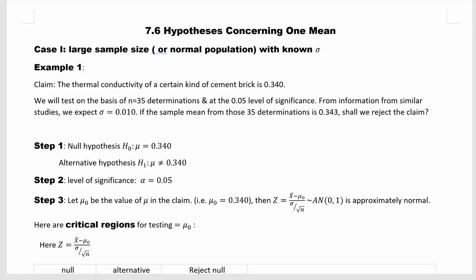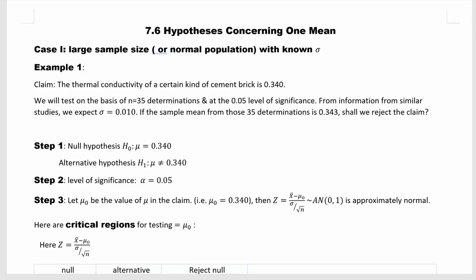First step, we want to figure out the null hypothesis and alternative hypothesis. Second step, find the level of significance. And then third step, find the criterion. Determine the criterion, when to accept the claim, when to reject the claim. And then step 4, collect the data and calculate the sample mean, and then sometimes calculate the sample standard deviation. And then step 5, make the decisions.